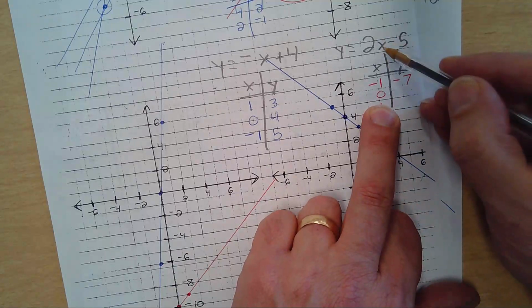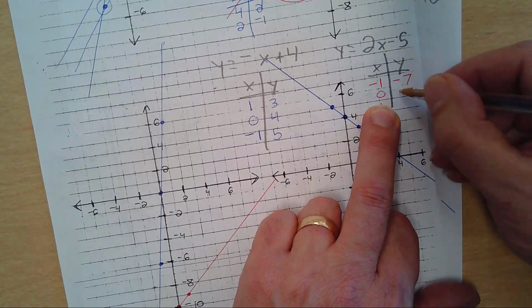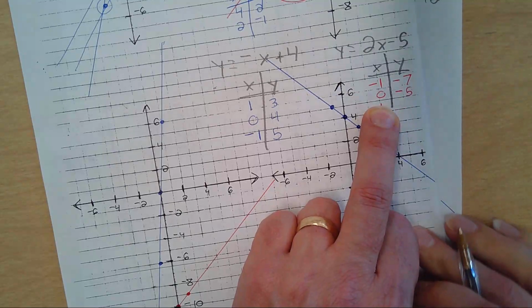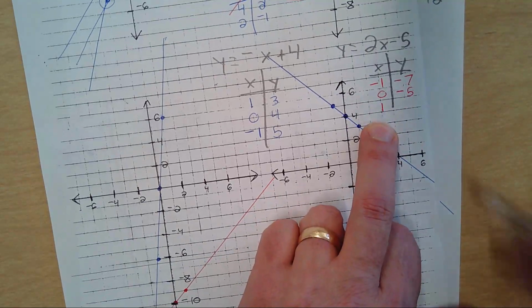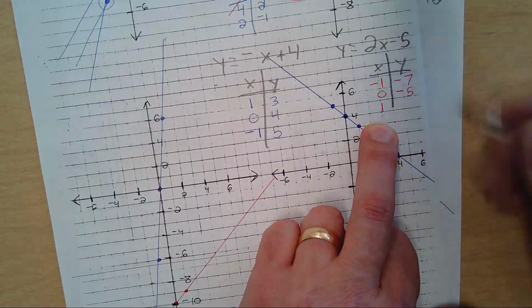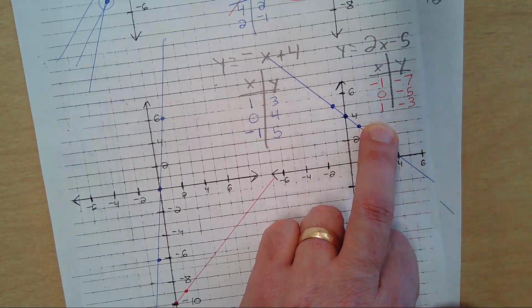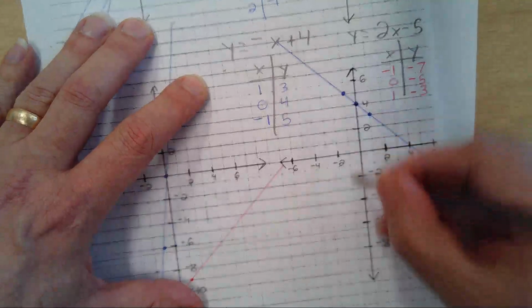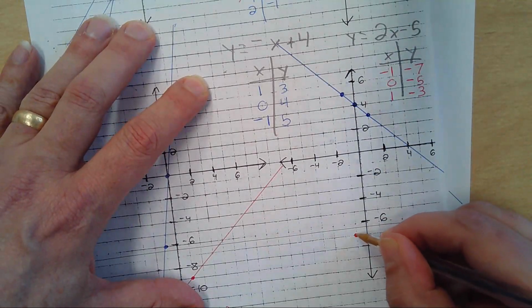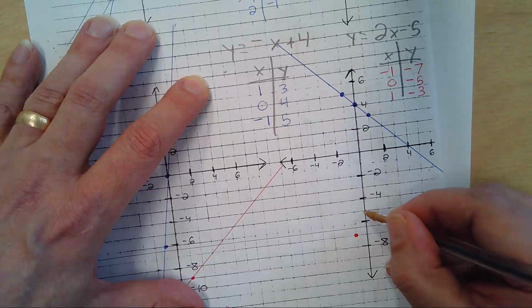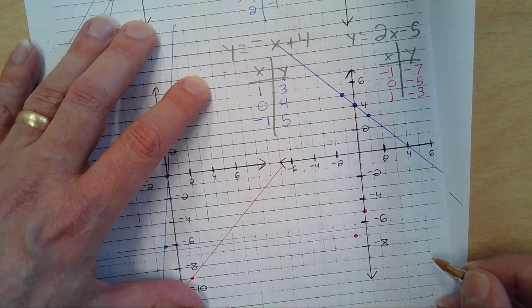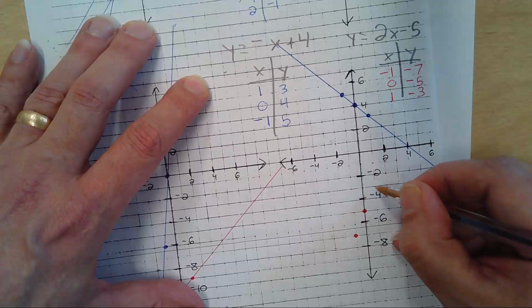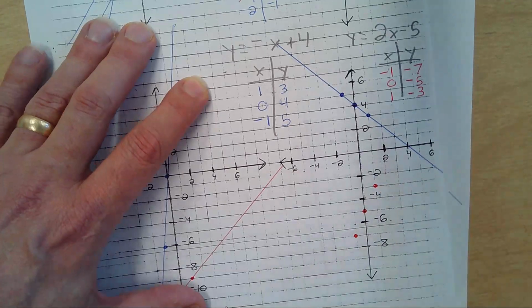2 times 0 is 0. 0 minus 5 is -5. 2 times 1 is 2. 2 minus 5 is -3. So there's my coordinates that I have. -1, -7, way down here. 0, -5 is right there. And then 1, -3 is right there.